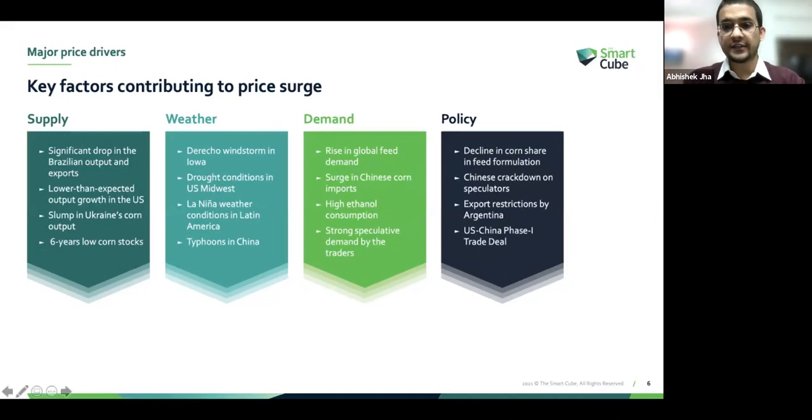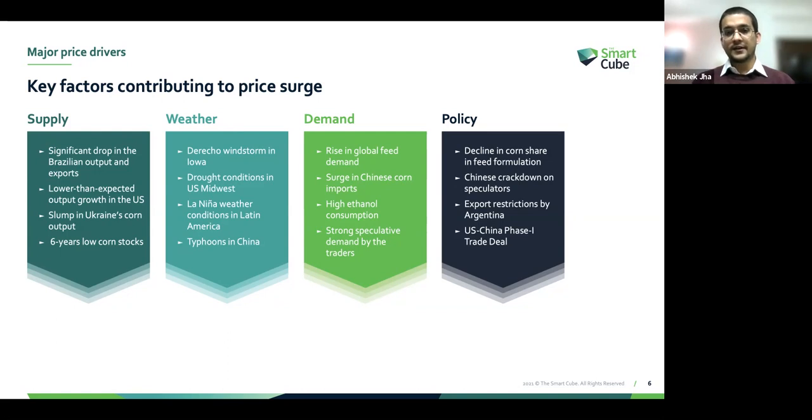In addition to that, the US-China first phase of the trade deal saw a huge surge in the Chinese corn imports. And to give you a number, it increased by about 290% year on year. That also added to the exports that went out of the US, and the US exports increased by about 55% during the same period.